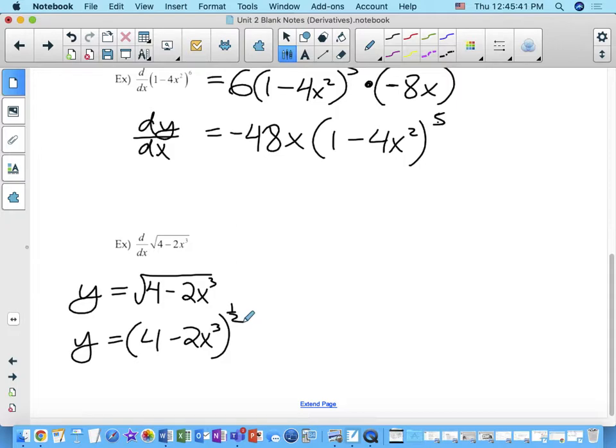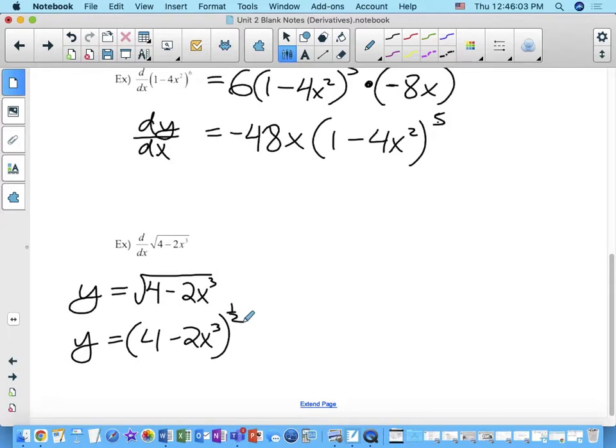Okay, what do you think the outer function is? Yeah, x to the 1/2, that's right. This is the outer function, x, the brackets to the 1/2 is the outer function. The inner function is 4 minus 2x cubed, exactly. And as soon as you figure that out, you can differentiate.